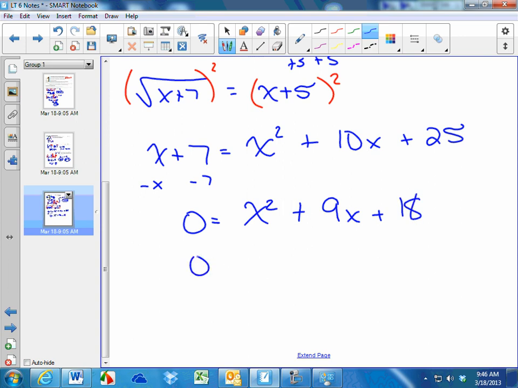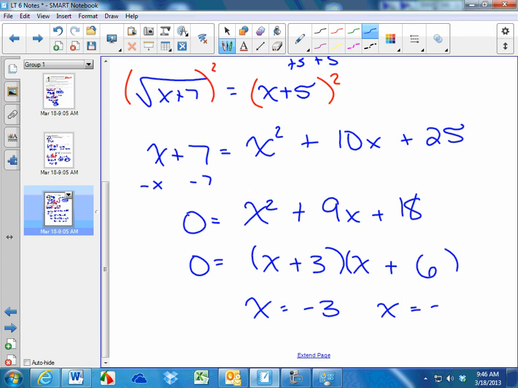18. Most of the problems in the homework are nice ones like this. In other words, that quadratic will factor. What will multiply to make 18, but add to give 9? That would be 3 and 6. So what are the two potential answers? What would make x plus 3 equal 0? Negative 3. What would make x plus 6 equal 0? Negative 6. So those are the two potential answers.